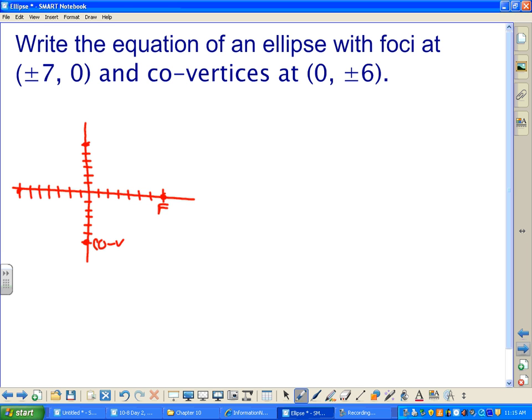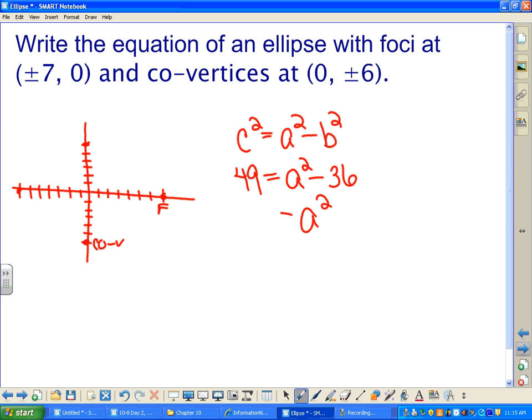How am I going to figure out where they're at? I'm going to backtrack using which formula? Yeah, now, which axis is going to be longer? The X, so which comes first, A or B? A, so C squared is going to have to equal A squared minus B squared. Well, we know what C is. C is 7, so this is going to be 49 equals, I don't know my A, but it's going to be minus B squared, which is 36. Therefore, A squared will equal 49 plus 36, so 85.